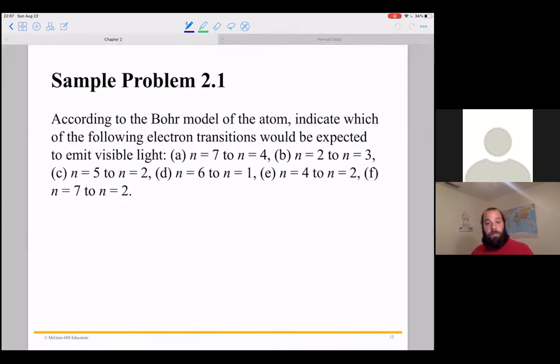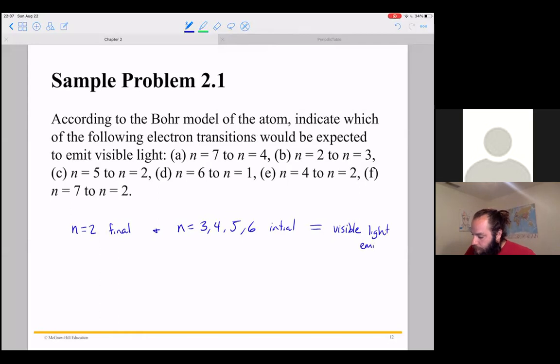Okay, so maybe one type of problem that could be asked is, given these different transitions, which one would you expect to emit visible light? All right, and so for this, again, you got to know that if n equals 2 is the final, and n equals 3, 4, 5, or 6 is the initial, this will equate to visible light being emitted. So out of which one of these options does that satisfy?